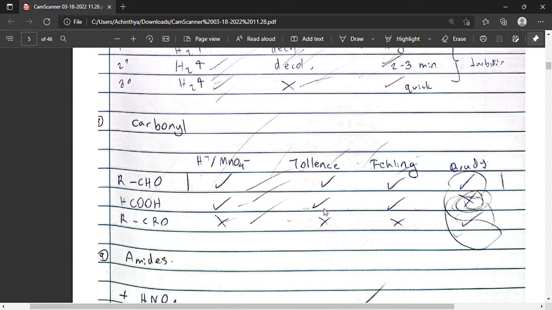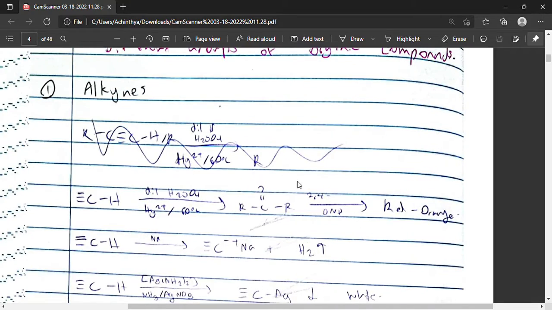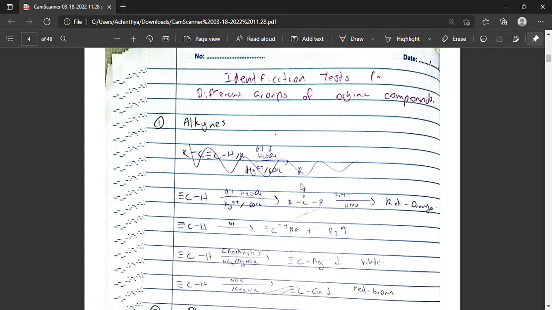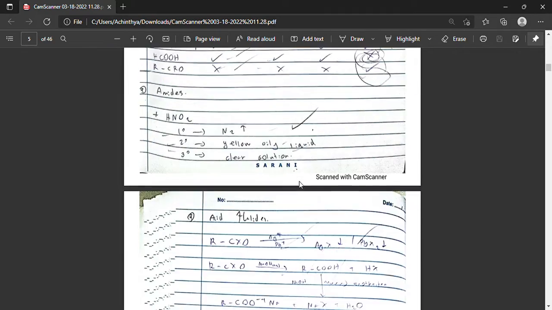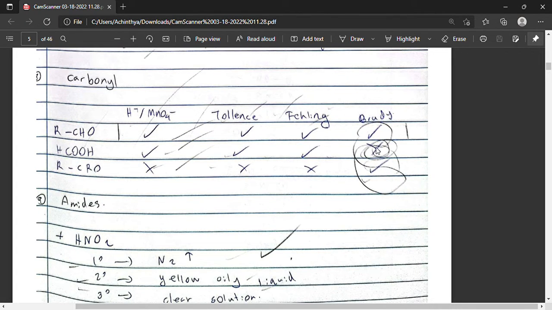Basically, if we were to compare aldehydes and ketones, the only test that they both will pass is the Brady's reagent test. Brady's reagent is 2,4-dinitrophenylhydrazine. It forms a red-orange precipitate when a carbonyl compound is present. Yeah, you can see formic acid. It doesn't show a positive test with Brady's reagent, which is why we can differentiate it.